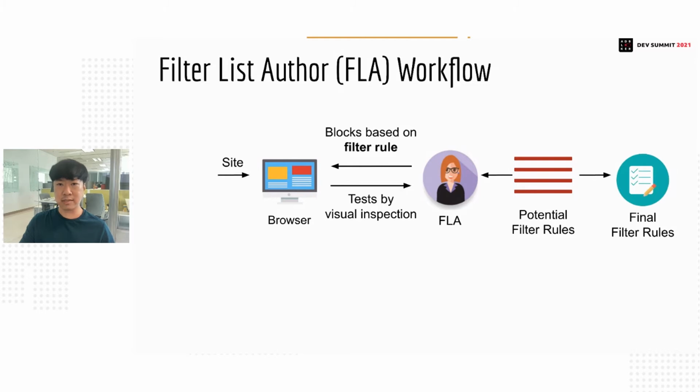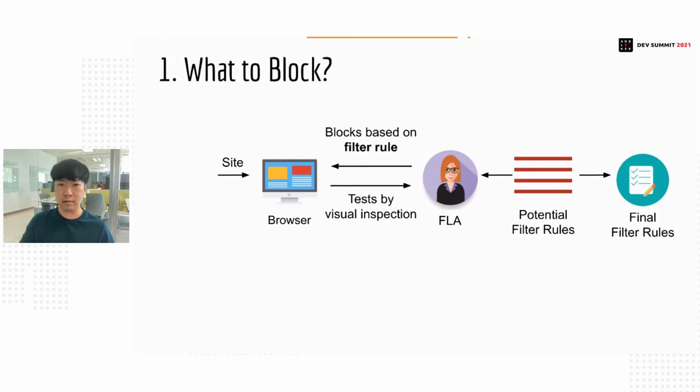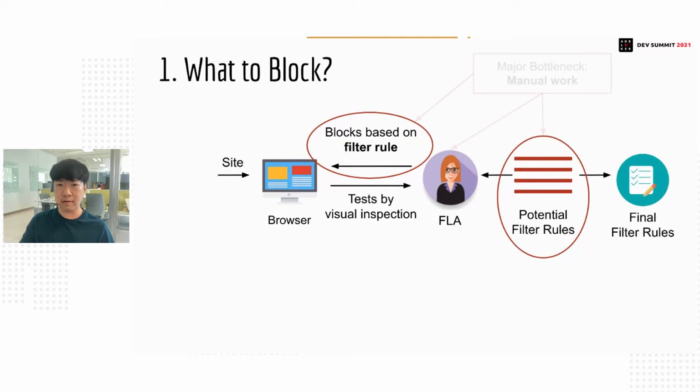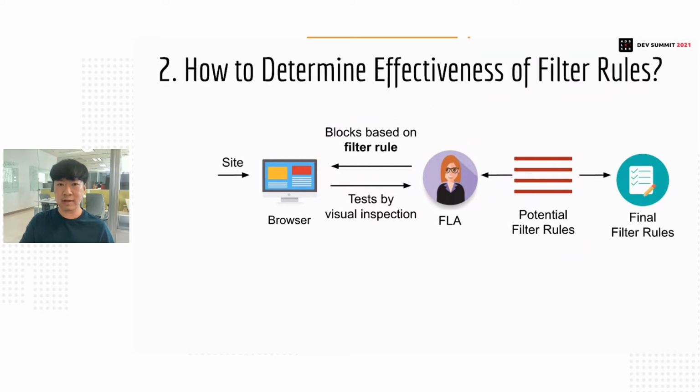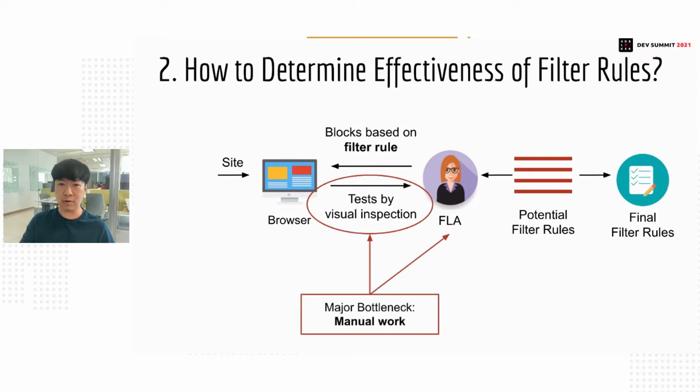So we can use this human workflow to identify challenges in creating an automatic system. For example, what to block. Here we can see that the filter list author has to identify potential filter rules, select one by one to try it out. And of course, this is a major bottleneck because it's manual work. Second, we have to figure out how to determine the effectiveness of filter rules. Here, the filter list author has to manually do it by visual inspection. So this is also a major bottleneck as well.